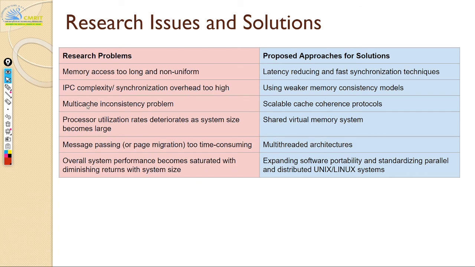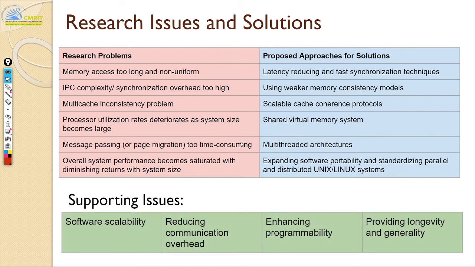So let's say this, multicache inconsistency. We actually have this quite often. When you have multiple processors and each processor has its own cache, there is a lot of possibility that the cache is inconsistent. Let us say a variable i: I have cached it in my cache, and somebody else would have cached it in their cache. How do we deal with this consistency? There has to be some communication. So how do you do that? You have to come up with new cache coherence protocols. So these are the proposed solutions for these research problems.